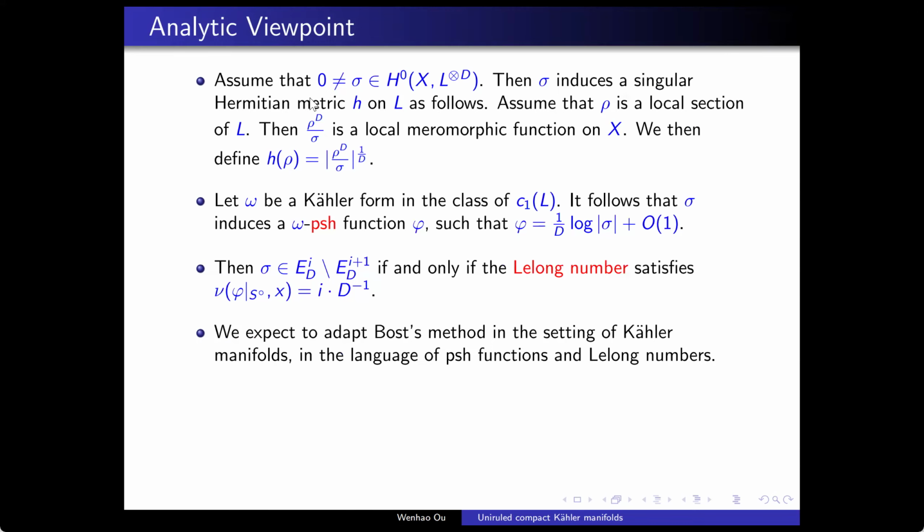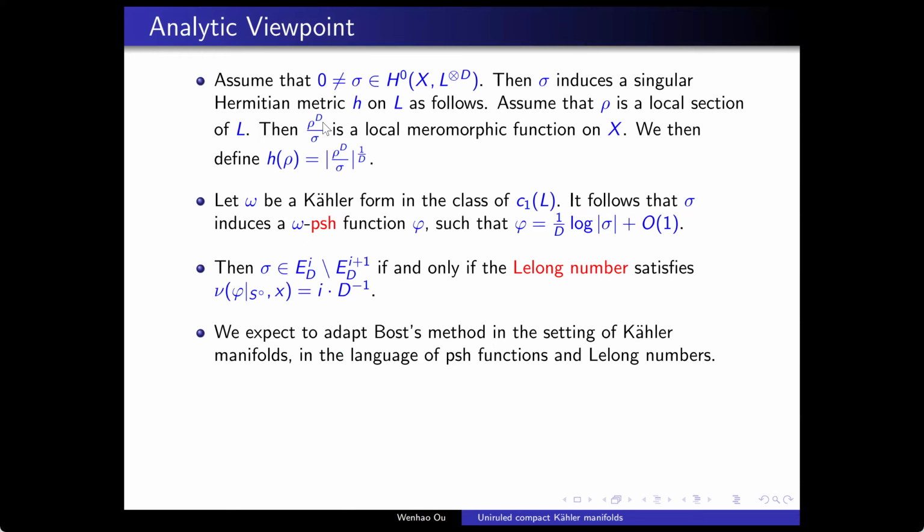Then sigma will induce a Hermitian metric H on L, which might be singular, which means that it might have infinite length, as follows. So I assume that rho is a local section of L. To define a metric on this L, we only need to determine the length of this rho, this local section.